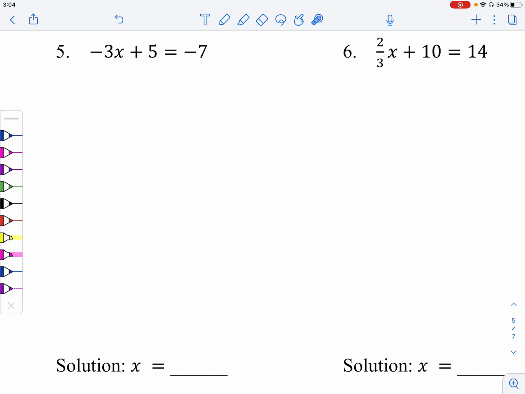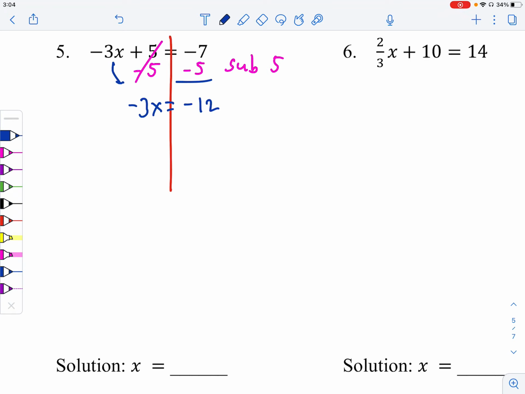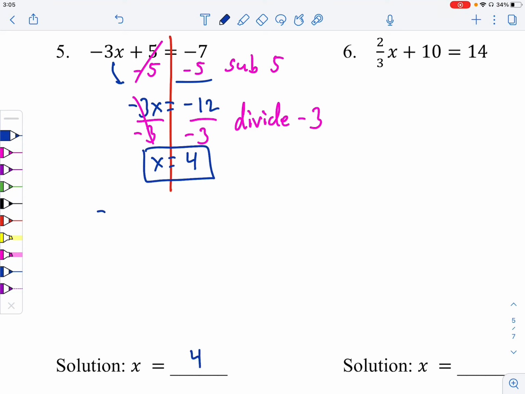Okay, next one. Same process, right? Get rid of that +5, we subtract 5. We do it to both sides, so subtract 5. Bring down what we have, -3x equals -7 minus 5 is -12. Then we're going to detach that -3 by dividing it. So divide by -3. So we're left with x equals -12 divided by -3, +4. So x equals +4, and we're going to check our answers.